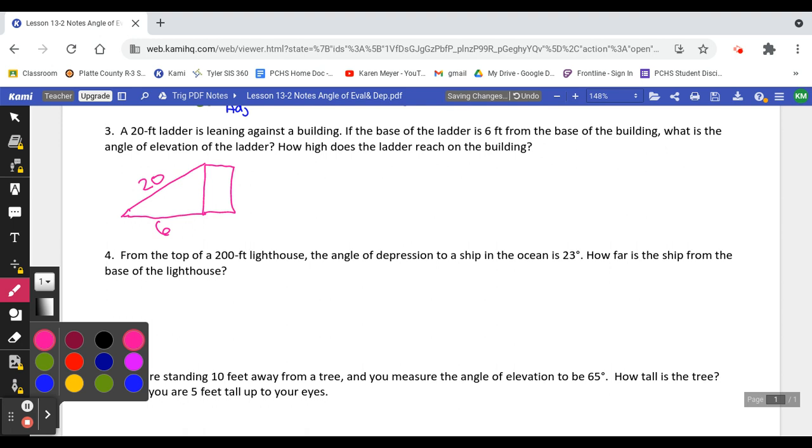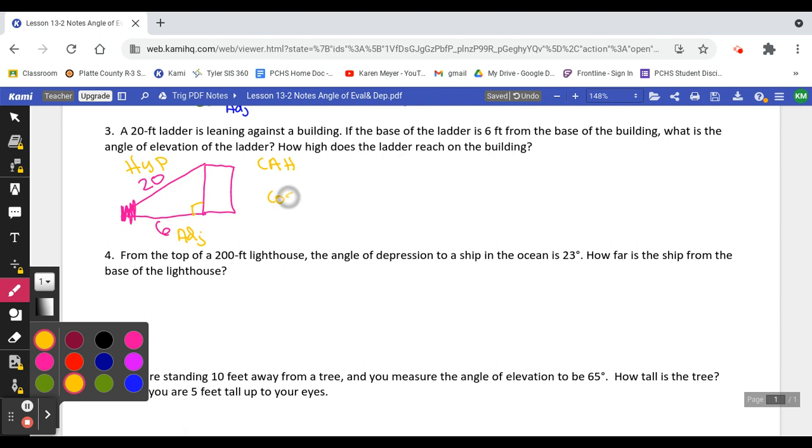What is the angle of elevation? So remember, that's the angle looking up, so I'm going to mark it here. Okay, 6 touches my angle, so that's adjacent. 20 is across from my right angle, so that makes it the hypotenuse. Adjacent hypotenuse, you're going to say, oh, well, that's the middle 3 letters.